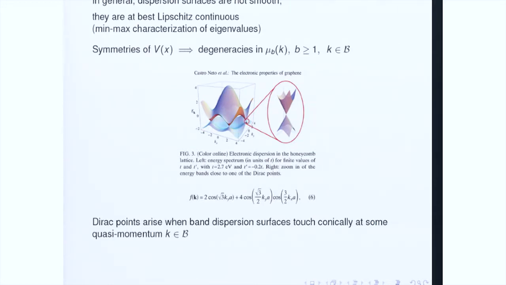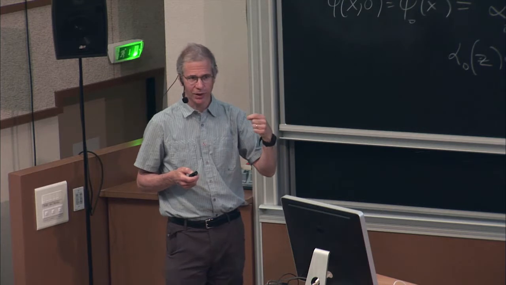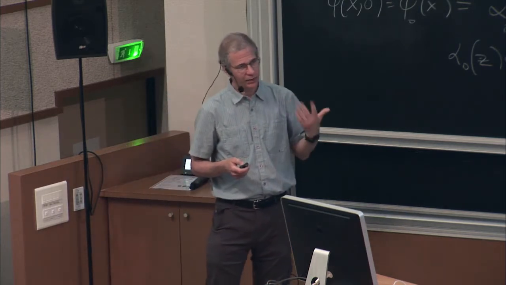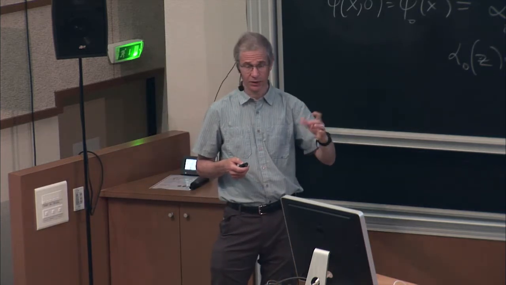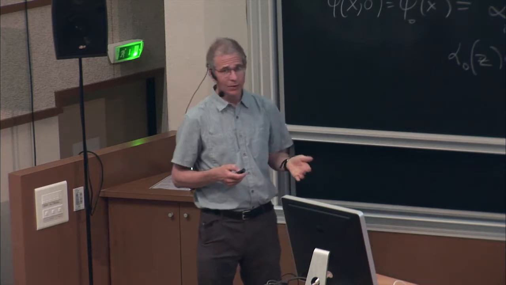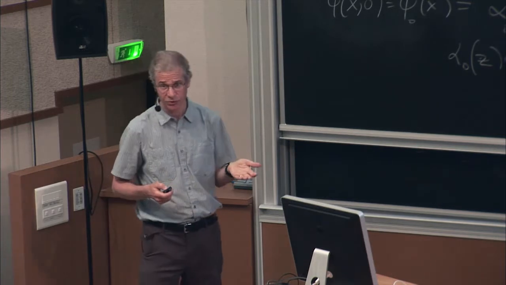these particular examples are not the only kind of behavior that you can get. So in general, it turns out that dispersion surfaces are not smooth. They're at best Lipschitz continuous. And that's a consequence of the min-max principle for eigenvalues. If you think of the periodic elliptic problem where we replace gradient by gradient plus ik, you can get the eigenvalues for that self-adjoint problem by looking at the Rayleigh quotient. And the Rayleigh quotient for each k is a nice smooth function of k. But now you're going to take mins and maxes over smooth functions of k, and you'll get Lipschitz functions.